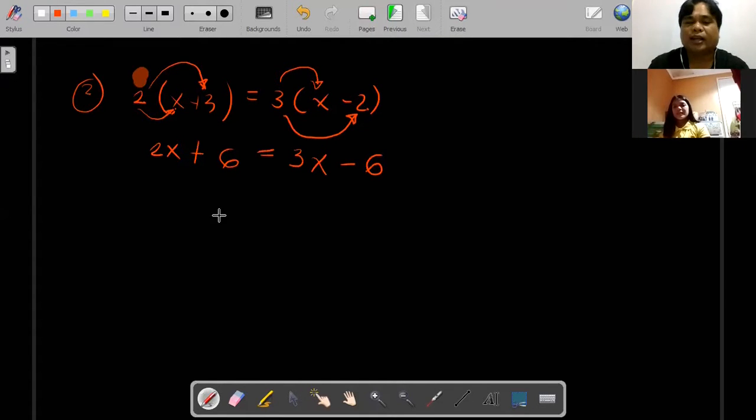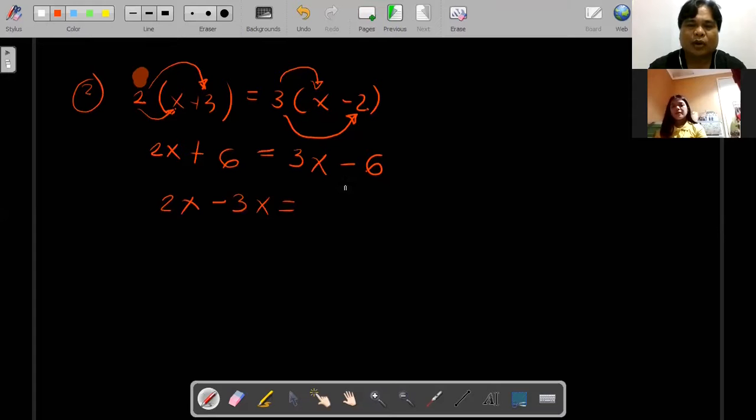Okay. As I have said earlier, you just have to group all the terms that have the variable and all the constants at the other side. So 2x and 3x, they need to be grouped at the left side. So this becomes 2x. We will move the 3x to the left. So this becomes minus 3x.